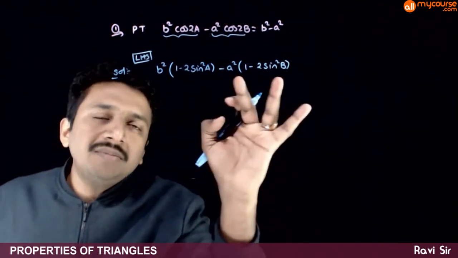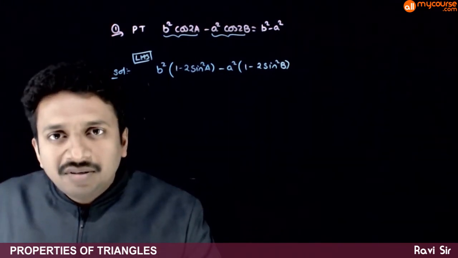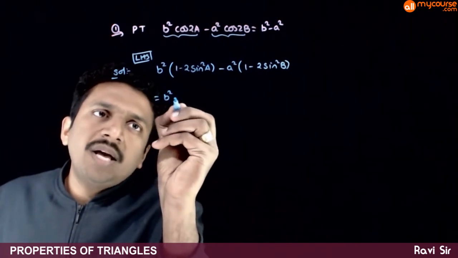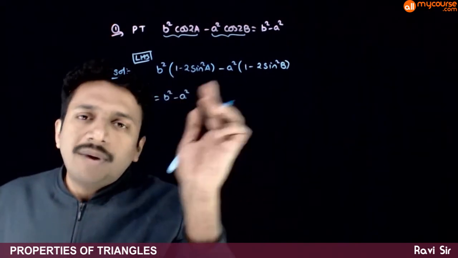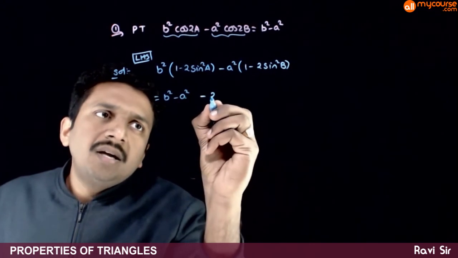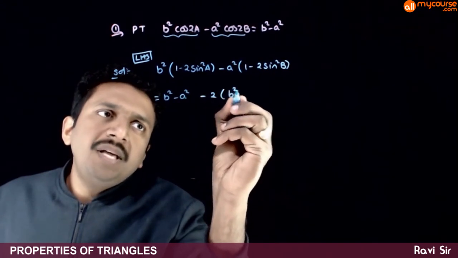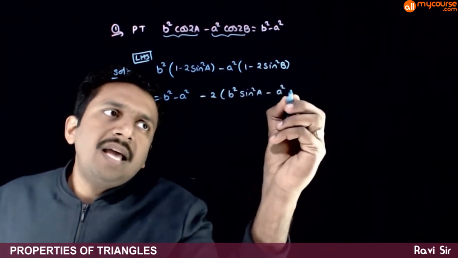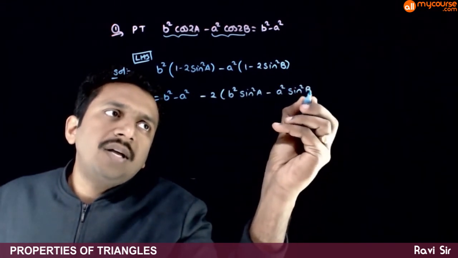That means the remaining terms have to get cancelled out. Let us see whether they get cancelled out. So this is equal to b square minus a square, minus 2 times b square sine square a minus a square sine square b.